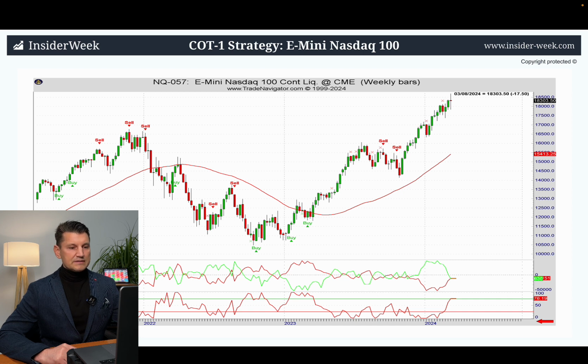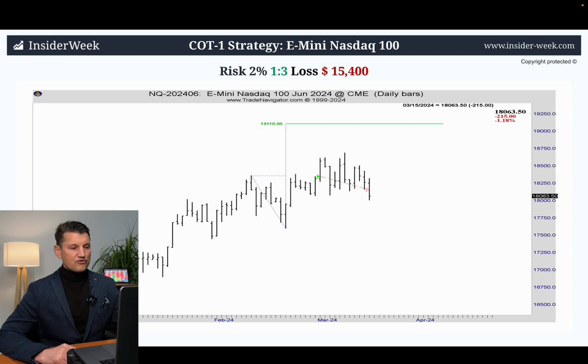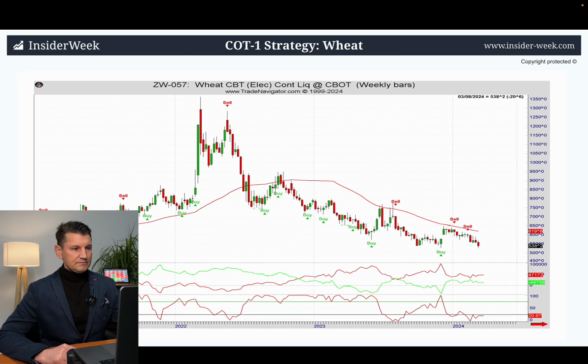Next trade, Nasdaq E-mini. Here you can see a strong weekly uptrend. On the daily chart, also an uptrend. So I opened a long position in the direction of the uptrend, and I was stopped out 2 weeks later with a loss of $15,400.